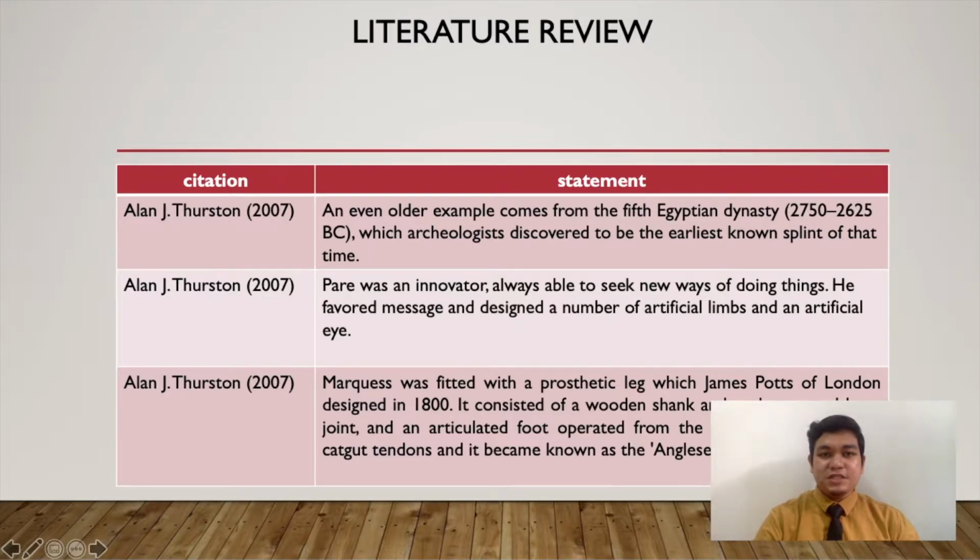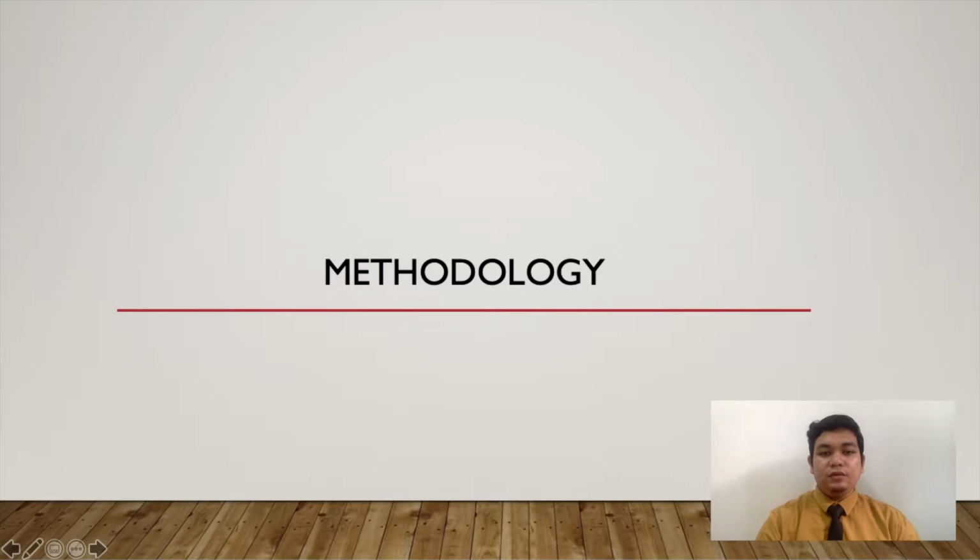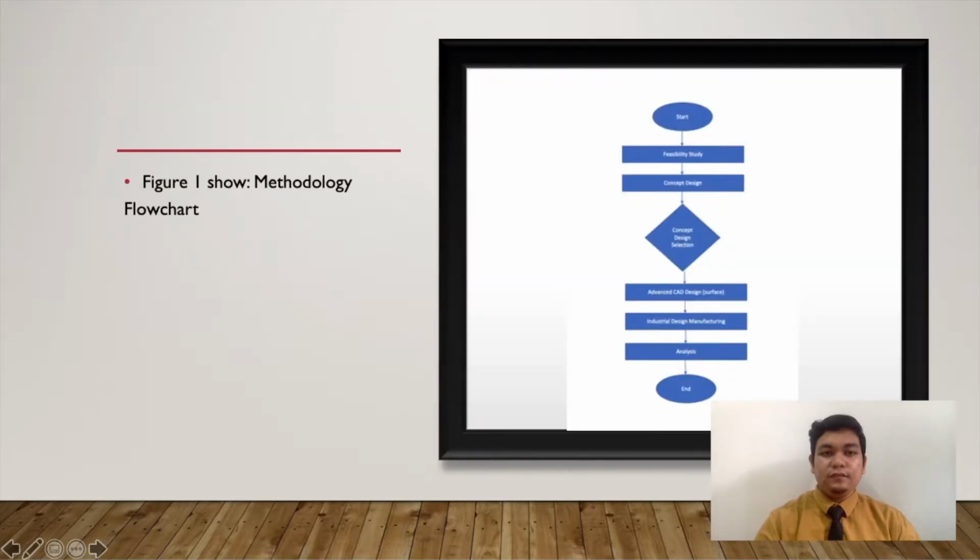So this is my literature review. The citation is from Alan J. Thurston from 2007, and this is his statement. Next, we go to the methodology. Figure 1 shows the methodology flowchart, starting with the feasibility study and ending with the analysis.